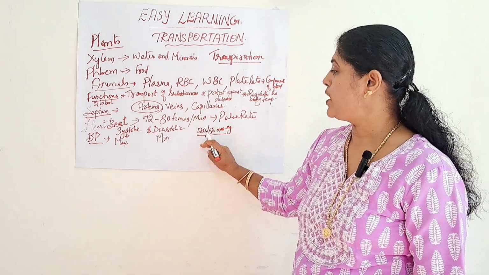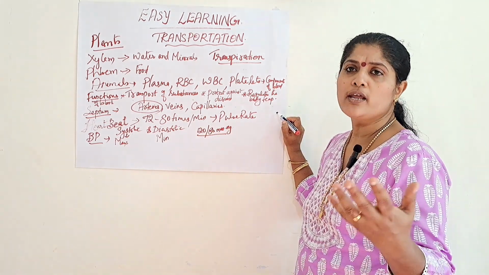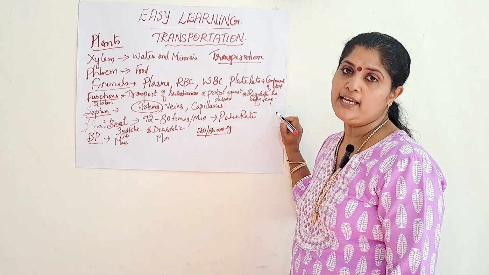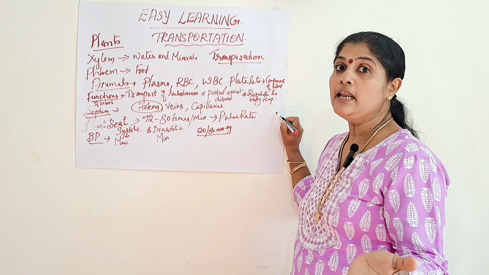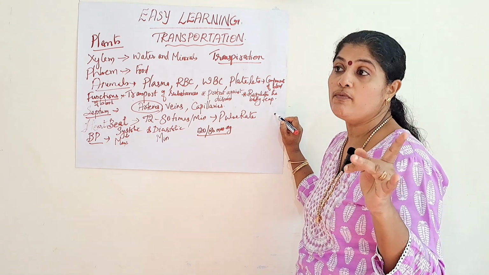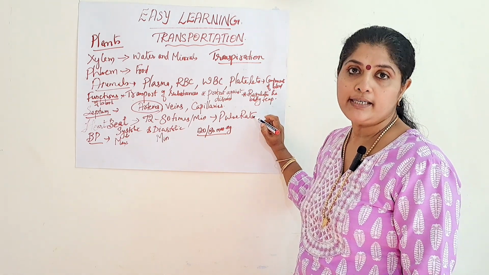Normally it is 120/80. But when it is more, that is in old people and all, it may go up to 140/90. Okay. But there is a certain condition where the pressure will be high, that is when it reaches 150, 160 and all. That particular condition is known as hypertension.